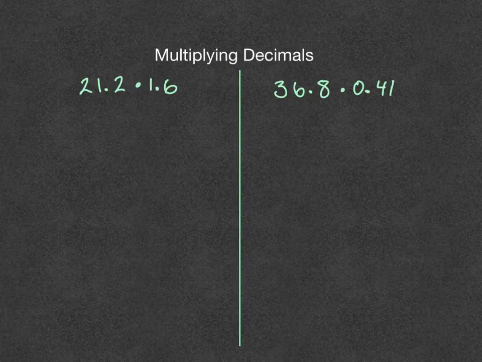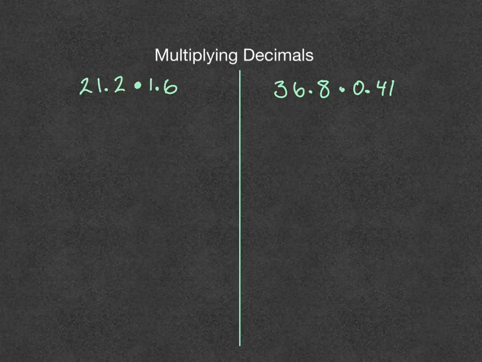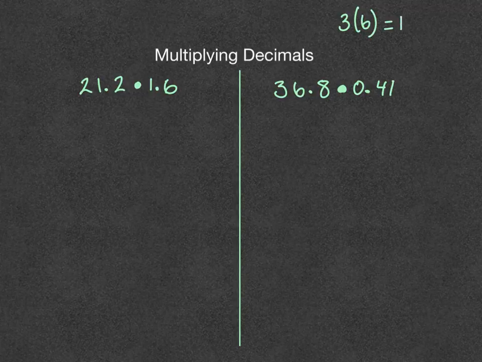Okay, in this video, we're going to talk about multiplying decimals. So we can see that I have two multiplying decimal problems here. And in 6th grade, we're going to move away from using the x for multiplication, and we're going to start seeing multiplication being written with either a dot, or with parentheses such as 3 times 6 equals 18. If we have a number next to parentheses with something inside of the parentheses, this is going to be multiplication.